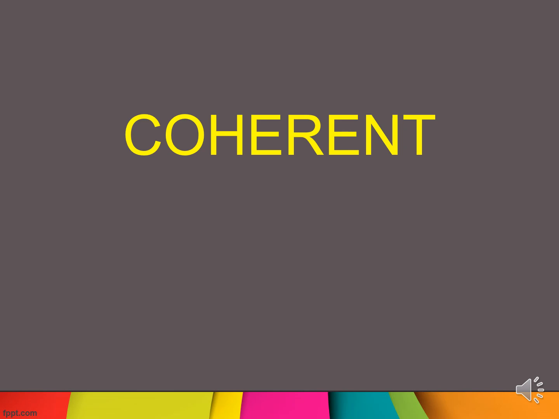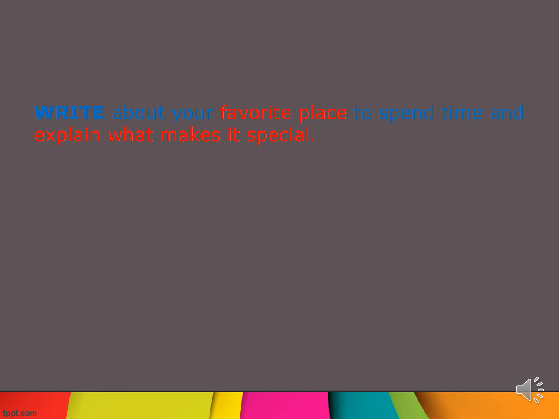So now that we understand coherency, how do we teach students to understand it so that they can produce coherent writing? Coherency first begins with close reading, by closely reading the STAAR expository prompt. So let's take a look at this prompt. Write about your favorite place to spend time and explain what makes it special. The first part of the prompt in red is the topic to write about. The second part in red is what to explain, or the approach that the writer will take.